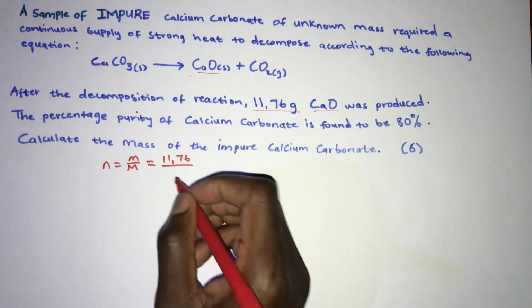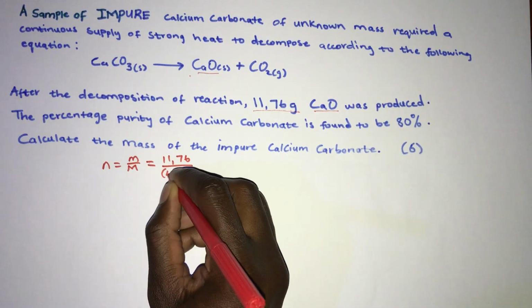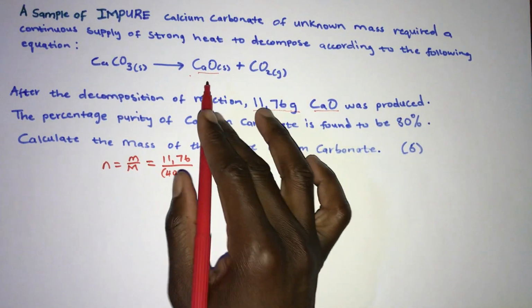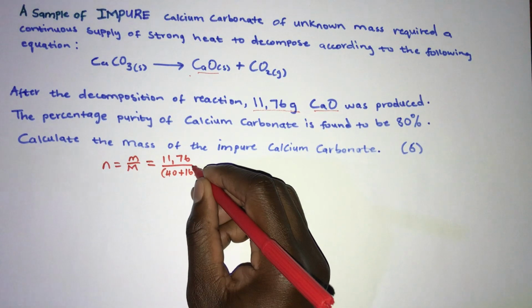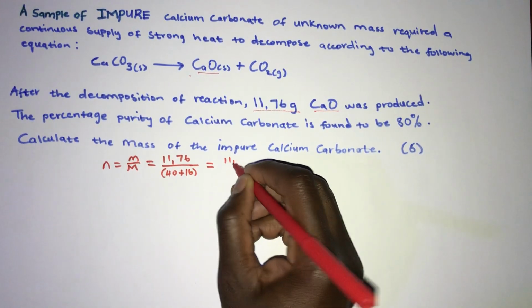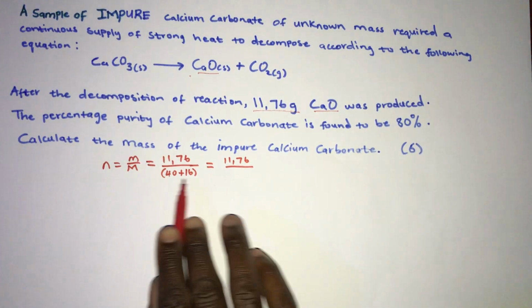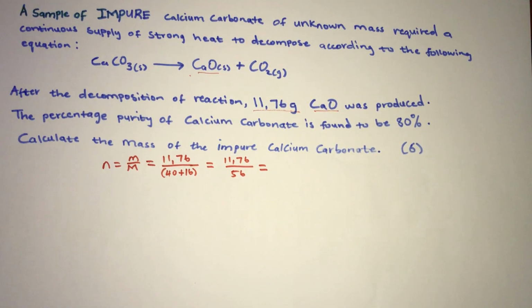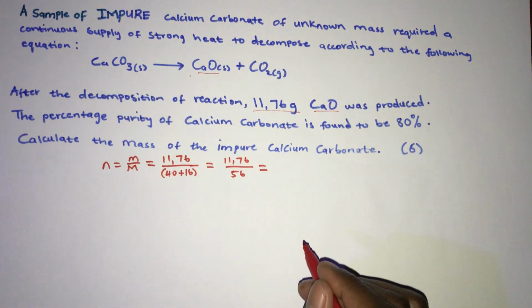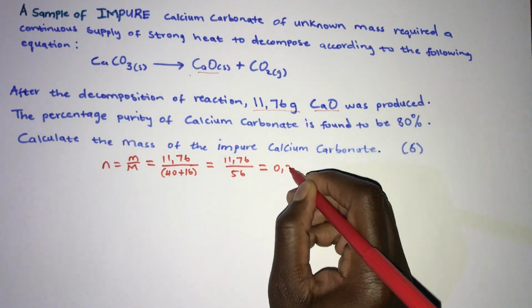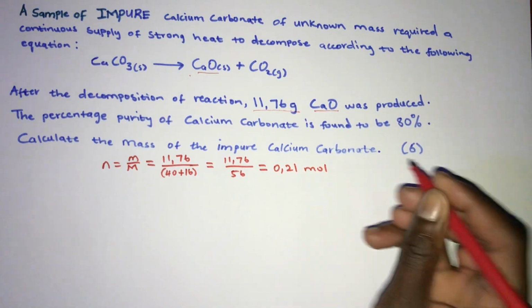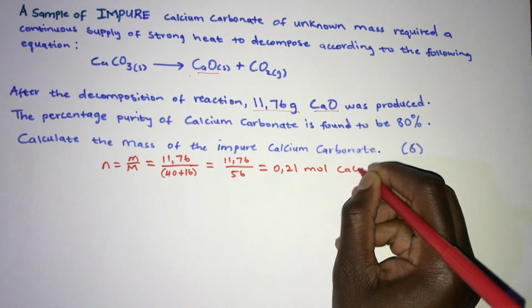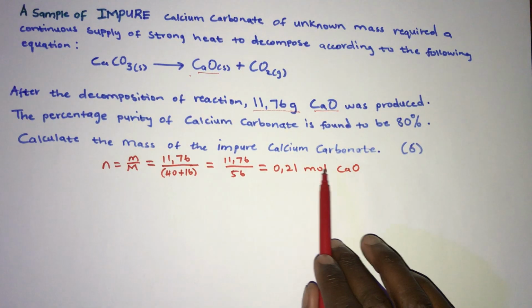Ca is 40 plus oxygen, that is 16. So this is going to give us 11.76 divided by 40 plus 16, that is 56. When we divide this one, it's going to give us 0.21 mole. So this is the number of moles of CaO.